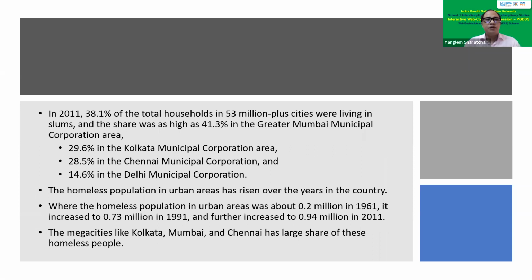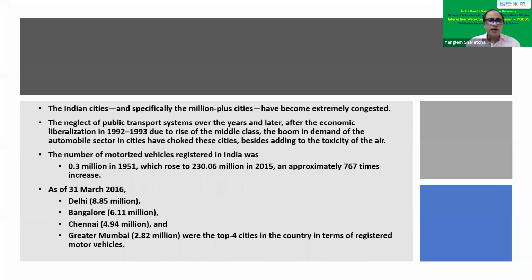In 2011, 38.1% of total households, in 53 million plus, meaning cities like Mumbai, Kolkata, and Chennai, are living in slums. So when you have 38.1%, this shows that though we are progressing well on another side, equal benefit is not given to all the citizens over here, right? This is not good.